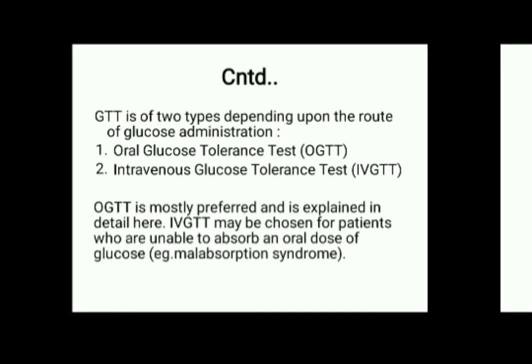Glucose tolerance test is of two types depending upon the route of glucose administration. First one is oral glucose tolerance test, that means orally the dose is given. Second one is intravenous glucose tolerance test, that means glucose is injected intravenously. OGTT is mostly preferred and is explained in detail here. We will discuss it later. Intravenous glucose tolerance test may be chosen for patients who are unable to absorb an oral dose of glucose, in case the patient is suffering from malabsorption.